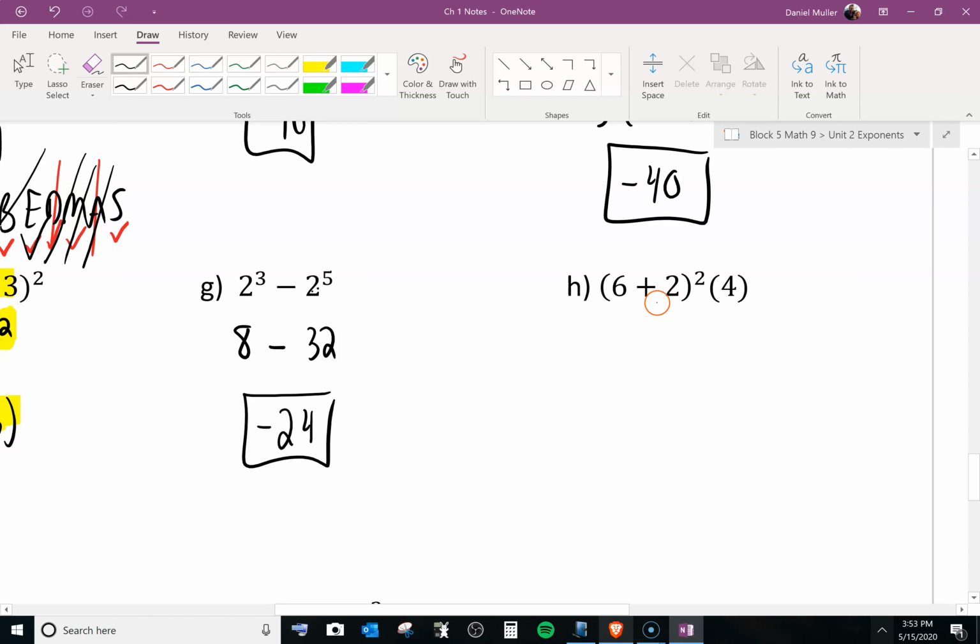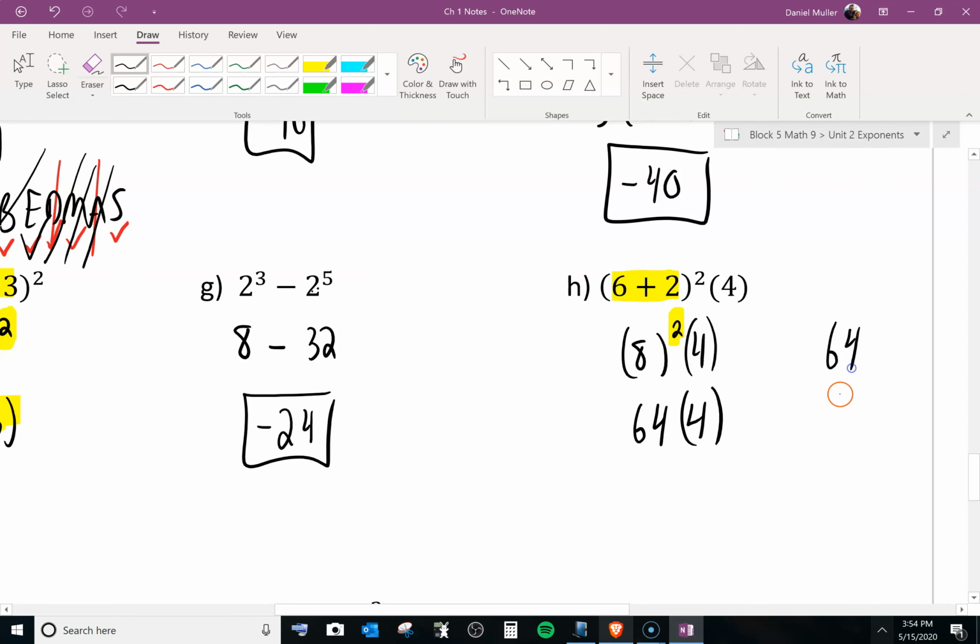Lastly, I have to do brackets first. So 6 plus 2 is 8 squared, and then times that by 4. So I do the brackets. Then I'm going to do exponents. 8 squared is 64, and there's a 4. So is the answer 644? Nope, because this is being timesed. So I have to do 64 times 4.